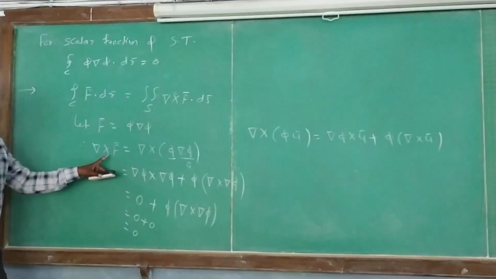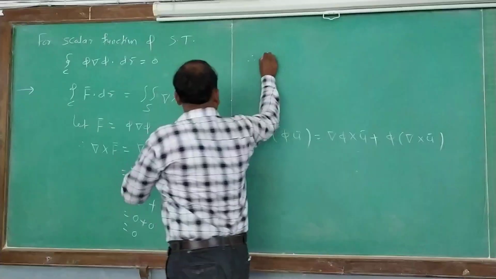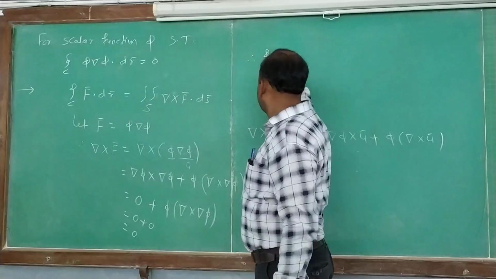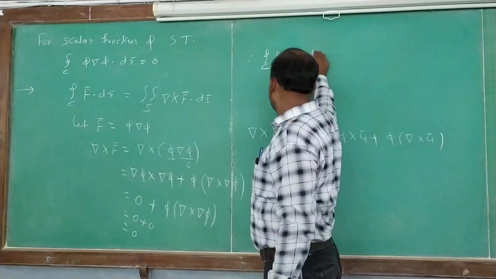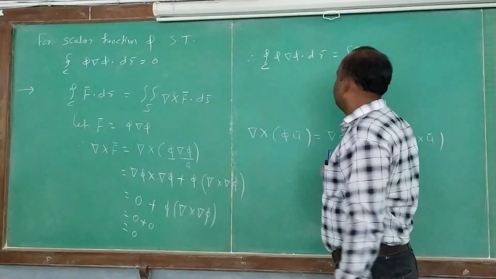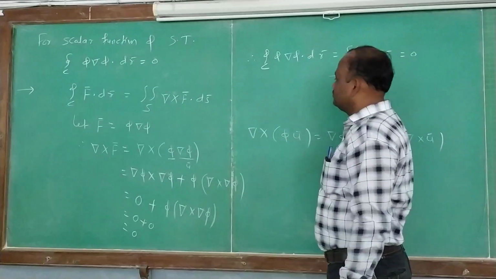So del cross f bar equals 0. If we put this here, then we get closed integral over C of f bar dot dr bar, that is phi del phi dot dr bar, equal to double integral over S of 0 dot ds bar, equal to 0.